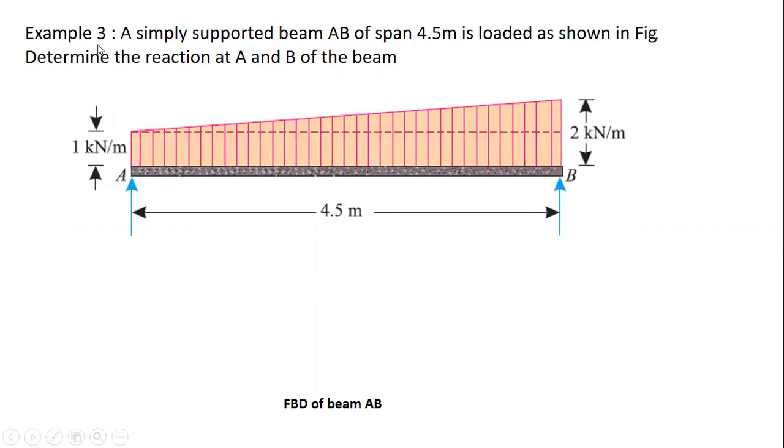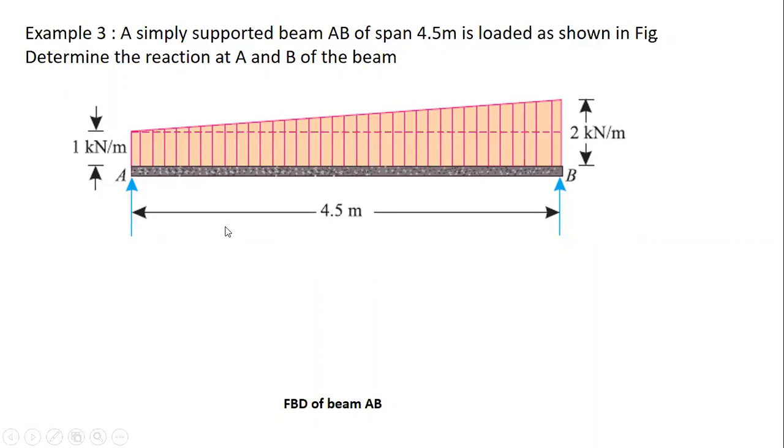In example 3, a simply supported beam AB of span 4.5 meter is loaded as shown in the figure. Determine the reaction at A and B of the beam. Okay, so in this case, they have given a simply supported beam which is subjected to uniformly varying load, that is a trapezoidal load, throughout for a span of 4.5 meter. We have to find the reaction.